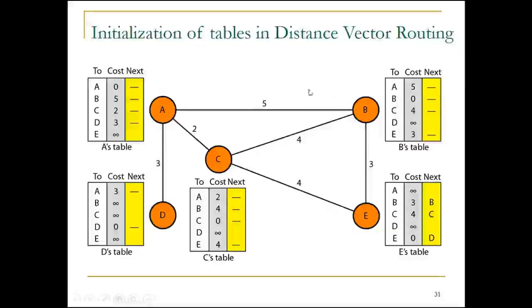When it comes to B, same concept. To get to A, you have 5, reverse forward. B to itself is 0, obviously. C is 4. D will be infinite because it's on the other side of A's link. But E is part of its link, so that's 3 to get to E.